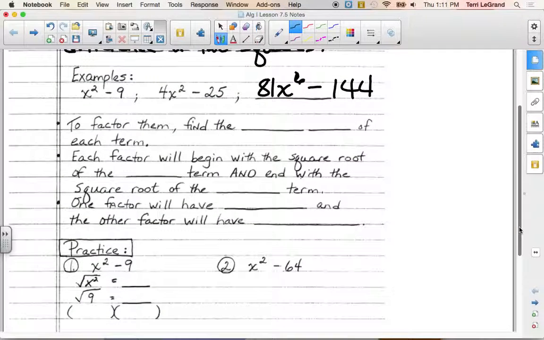Okay, here's the shortcut we're going to take. It's going to be so easy to do this. To factor them, find the square root of both terms, because that's what each factor will begin with. The square root of the first term will be the first term of the binomial factors. And those binomial factors are going to end with the square root of the second term, the second square.